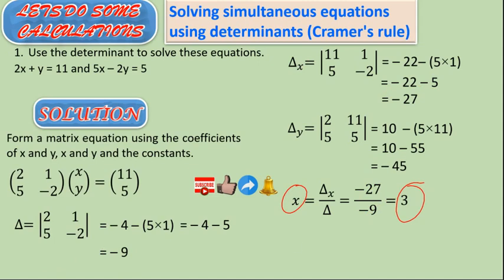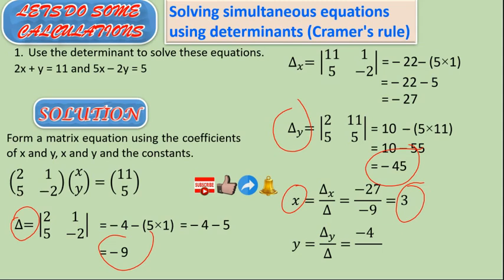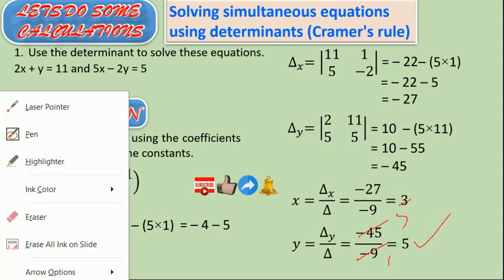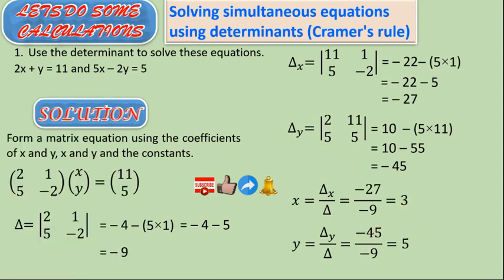Now we are going to do the same thing for the value of y. We divide the determinant of y that we obtained here by the determinant as well. So that's why we have minus 45 divided by minus 9. When you do that division correctly, this will go into 5 times, giving us our answer as 5. So therefore, solving this equation, we can see clearly that the value of x is 3 and the value of y is 5. That gives us the solution of this equation.